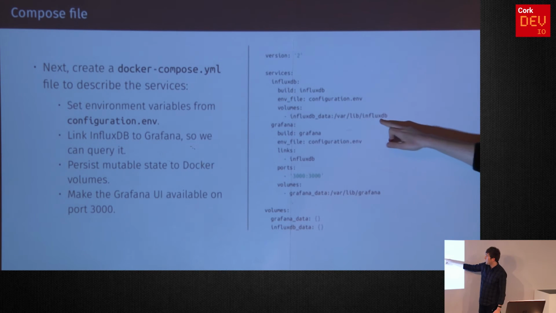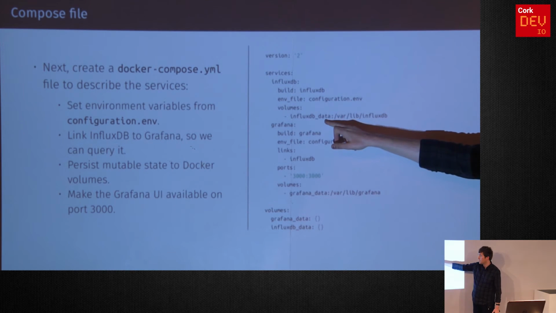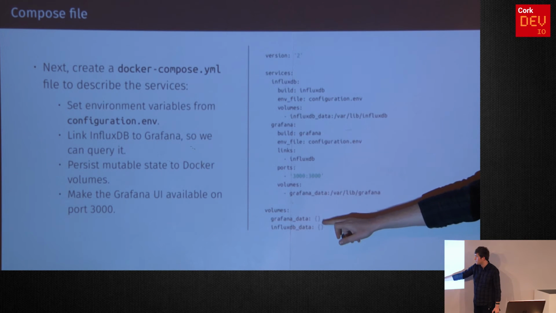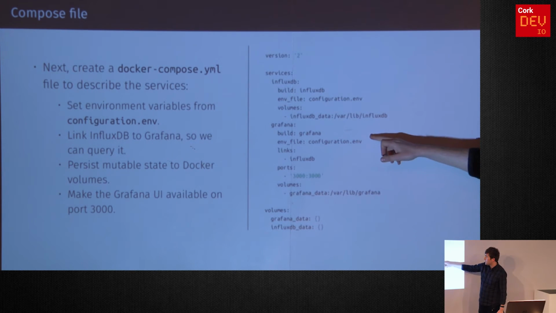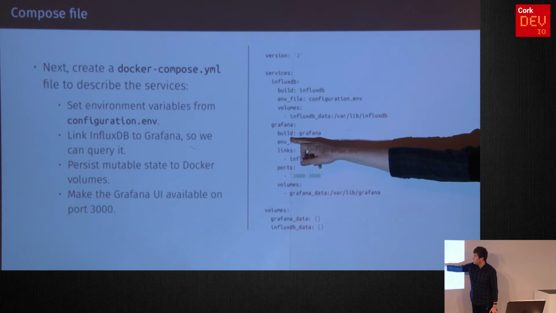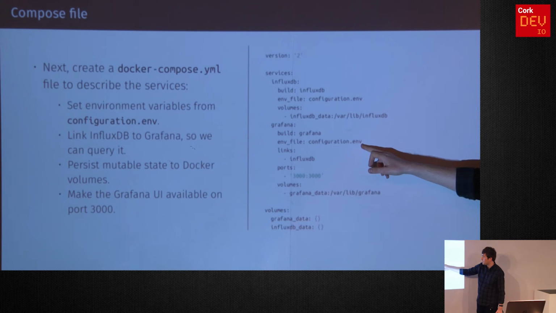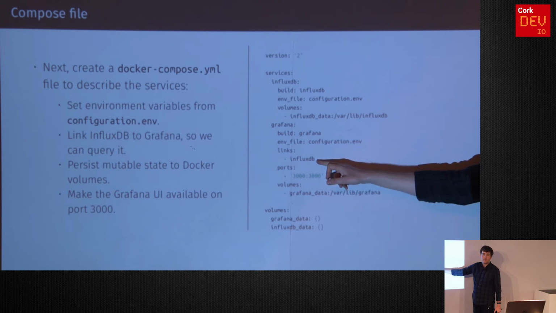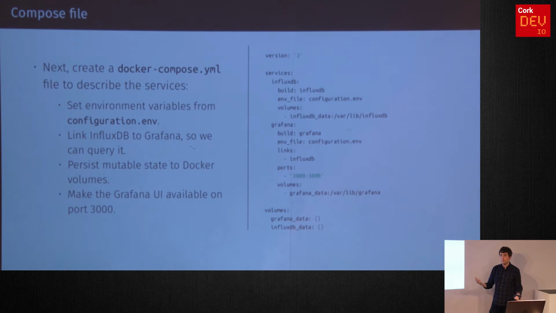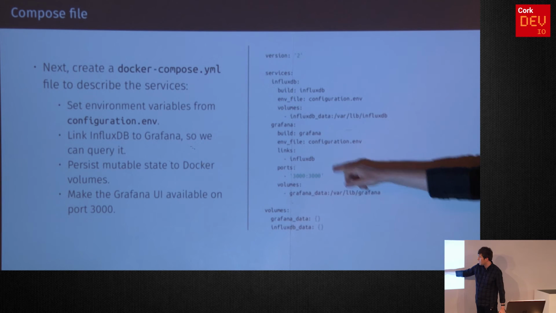And then you're going to map /var/lib/influxdb to your Influx data volume, which is defined down here. Similarly, with Grafana, it's the same thing. So you're going to build whatever's in the Grafana folder. Again, you're going to use the same configuration environment file. You're going to link it to InfluxDB, and you're also going to call InfluxDB "influxdb", which means that if you go into your Grafana container and say ping influxdb, you'll see that the host file is automatically populated with influxdb and the IP address, and that's already done by Docker. That's just by this one line here.